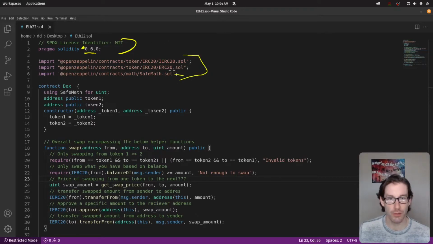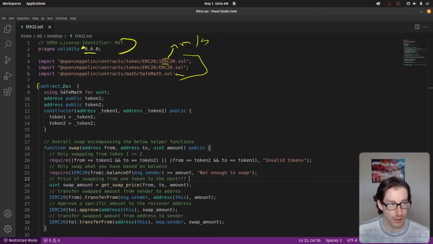So SafeMath we've imported previously, so I don't have to really explain that. These two items here, the interface for ERC20 and ERC20 from OpenZeppelin, the reason we're importing these is because we need to use the methods from here to both mint as well as swap tokens and do a series of other things that you do with ERC20 tokens.